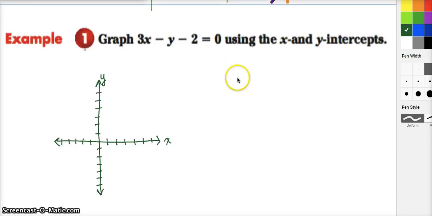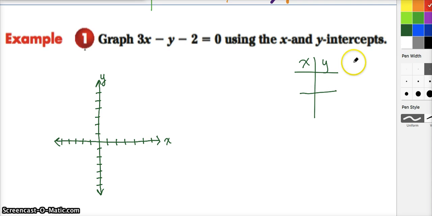Example 1 asks us to graph this equation, 3x minus y minus 2 equals 0. And they want us to use x and y intercepts. And we can do that. Let's first think about what x and y intercepts are, though. From our definition earlier, we said the x-intercept is where the graph crosses the x-axis, and the y-intercept is where the graph crosses the y-axis, which is very true.